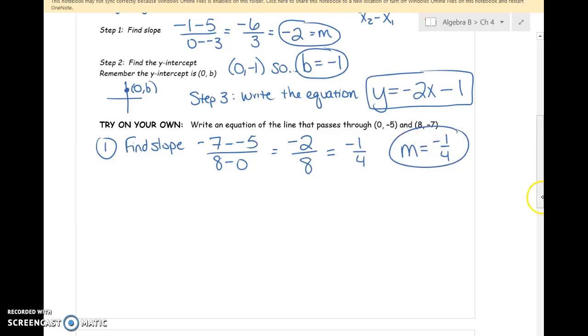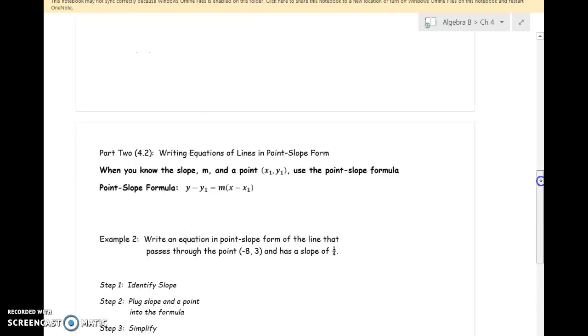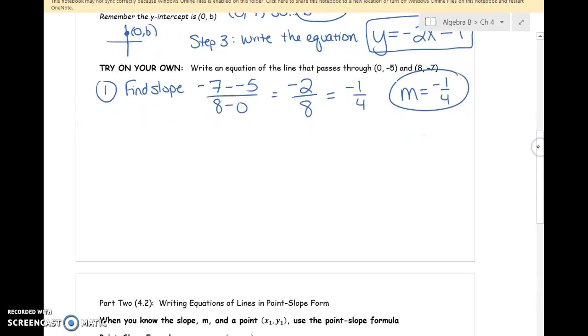Now, it might seem silly at this point to write out this information like this, but when we turn to the back, it's going to be a little bit more involved, and you're going to want to try to stay as organized as possible and make sure you label, this is my slope, this is my whatever.